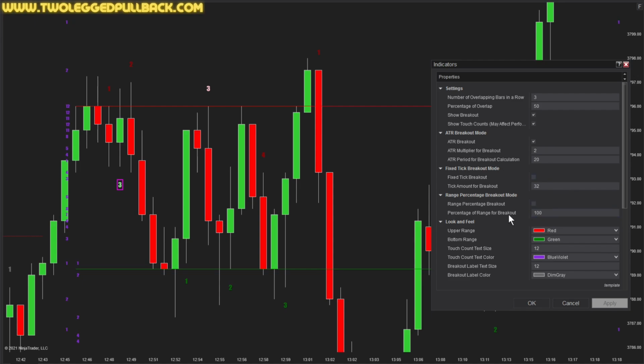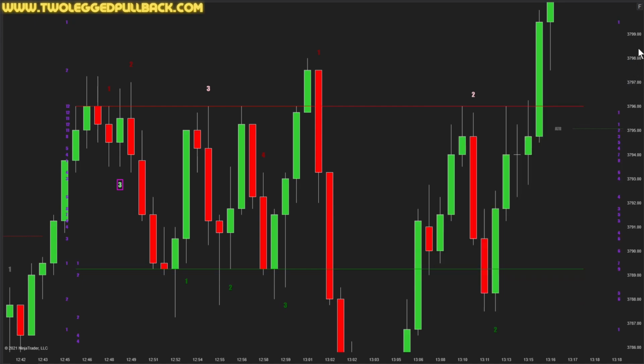The next 3 settings, Atr Breakout Mode, Fixed Tick Breakout Mode, and Range Percentage Breakout Mode, configure how the indicator will detect a successful breakout. The default is the Atr Breakout Mode. The Atr Breakout Mode uses the 20-period ATR, and if the price goes above or below the trading range 2 times the 20-period ATR, then that will be considered a successful breakout.